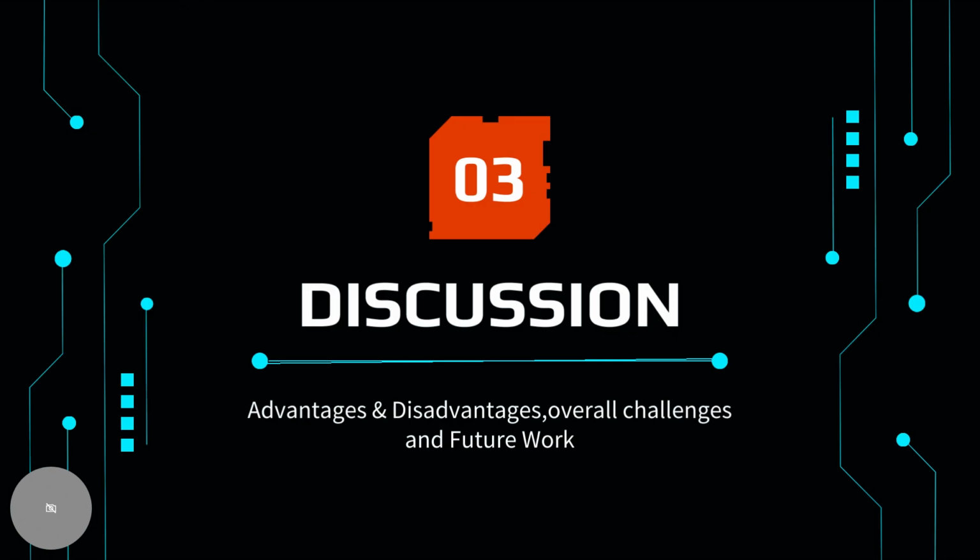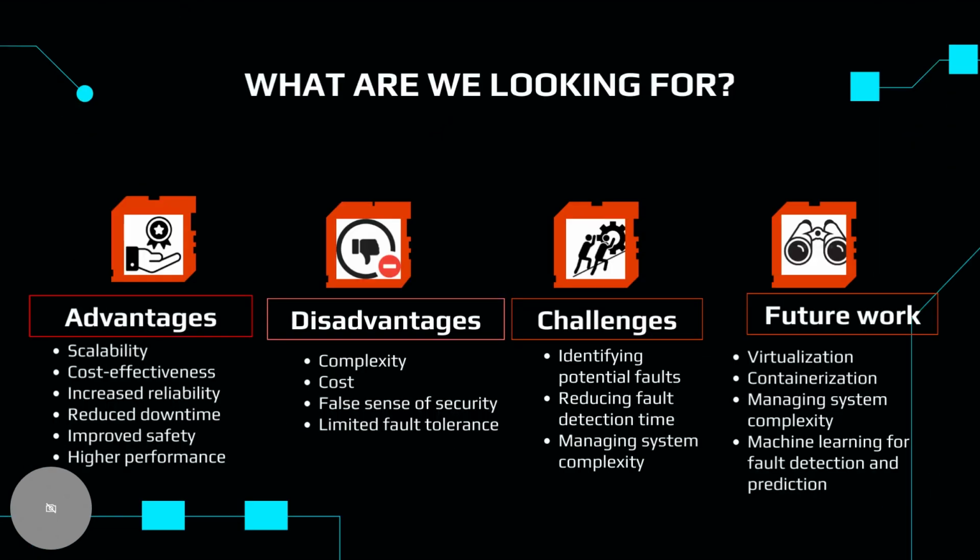Resuming with our discussion, we'll talk about the advantages of fault-tolerant computing. The first advantage is scalability. The second one is cost effectiveness, and increased reliability. Going to the disadvantages, we have its complexity in design, how costly it is, and the false sense of security. Heading to the challenges, we identified the potential faults, reducing fault detection time, and managing system complexity. Ending with the future work, or what we expect in the future, we'll see virtualization, managing system complexity, and machine learning for fault detection and prediction.